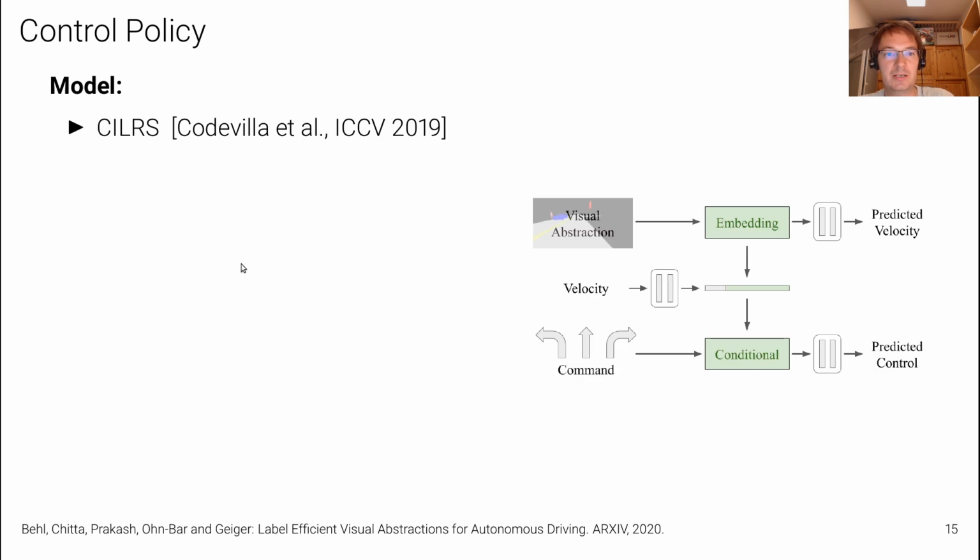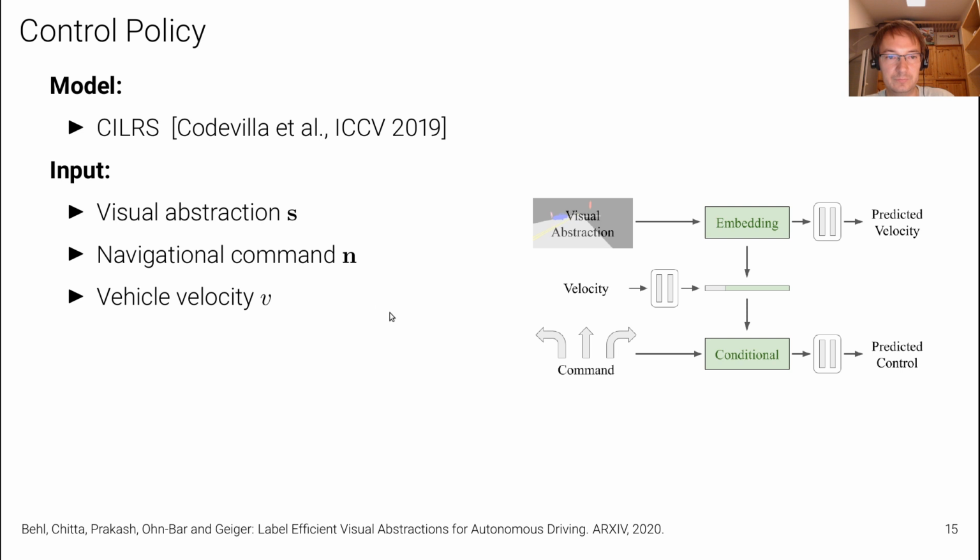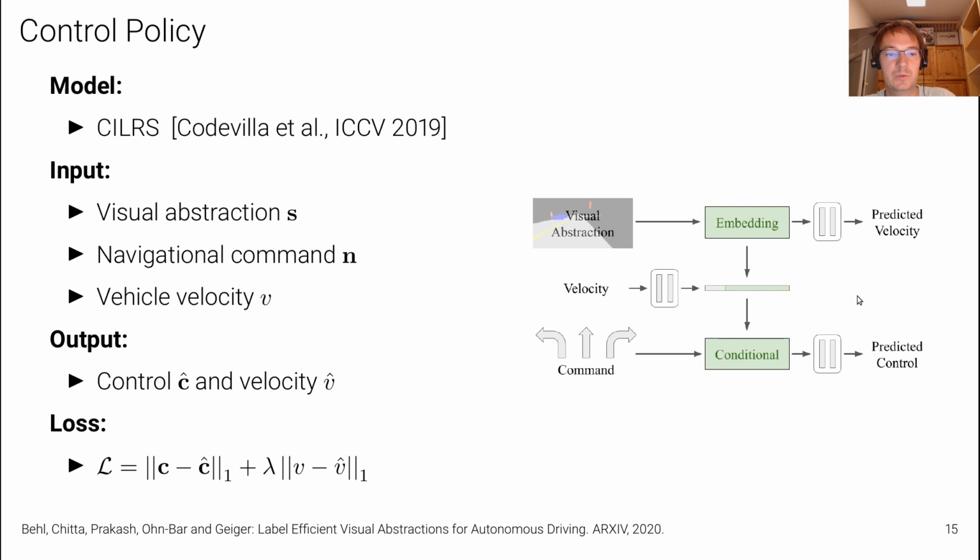The model we use is the CILRS model from Codevilla et al. from ICCV 2019, which is illustrated again here on the right-hand side. The input to this model in our case is not an image, but a visual abstraction, which is embedded into a latent code from which the velocity is predicted and which is then also concatenated with the current velocity for a second network that takes the navigational command as input and finally predicts the control. The output is the control and the velocity at the current point in time. And the loss we use for training this model is the same as in the original CILRS paper, just minimizing the L1 loss of the action and the L1 loss of the velocity.